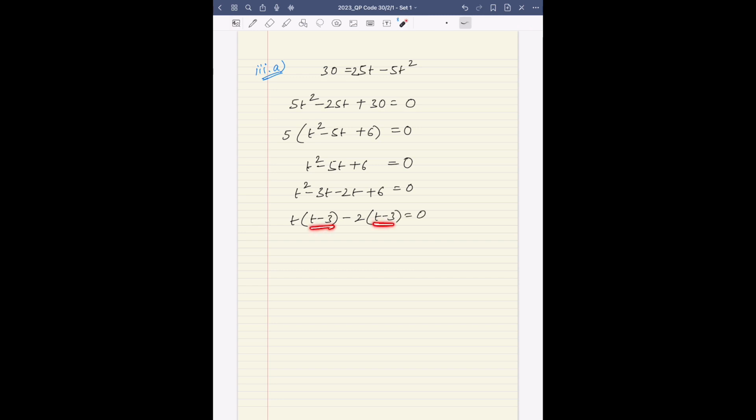This is a proof that your factorization is going right. If you don't get this same as this, there's a mistake in the calculation. Please recheck. Now take t minus 3 common, you get t minus 2. Confused? Why are we getting two values? 2 seconds and 3 seconds.